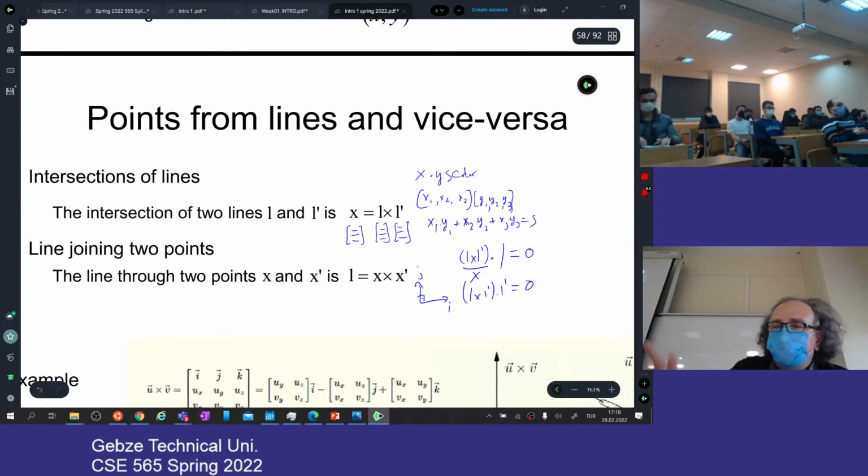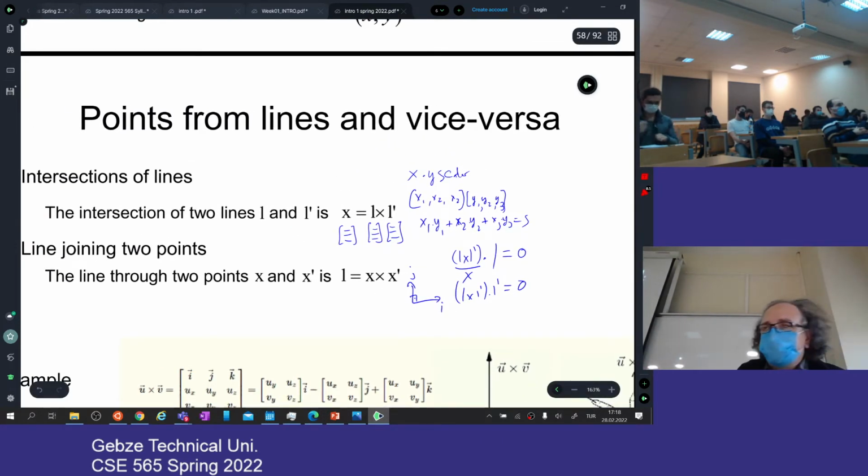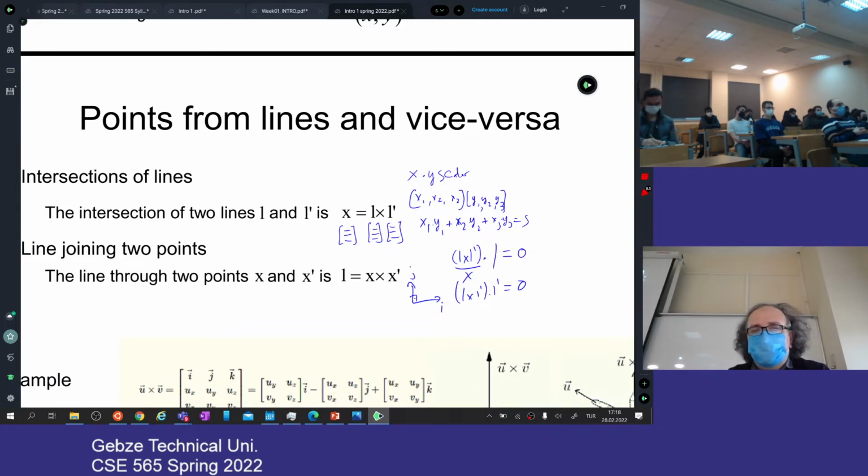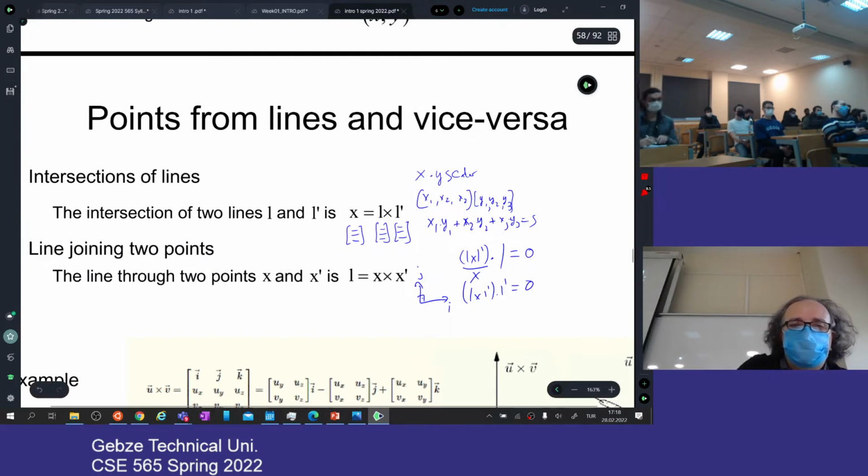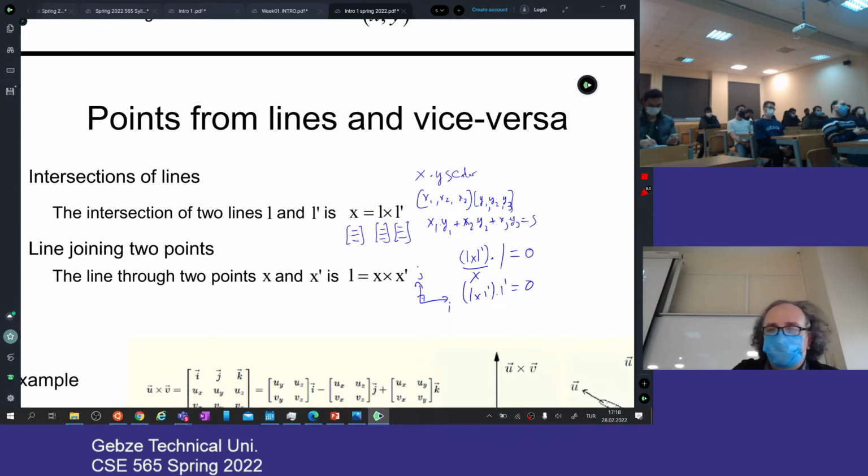Similarly, if I do the opposite way, if you cross product 2 points, then you will get the line that goes through those 2 points. Very elegant, very nice properties and easy to prove. Okay? So line joining 2 points is just cross product them. Intersection of two lines, just cross product them. That's it.